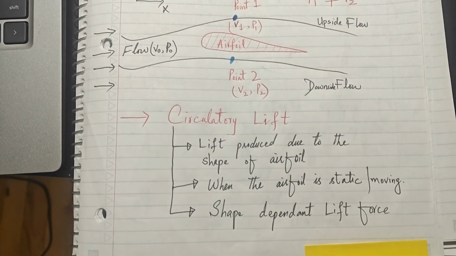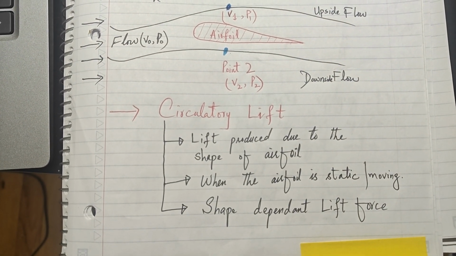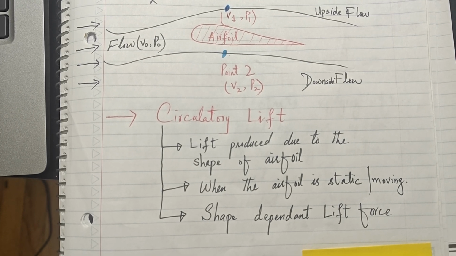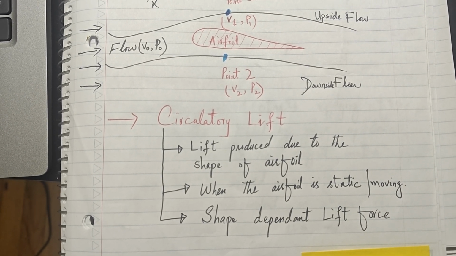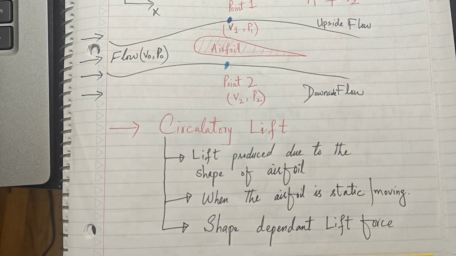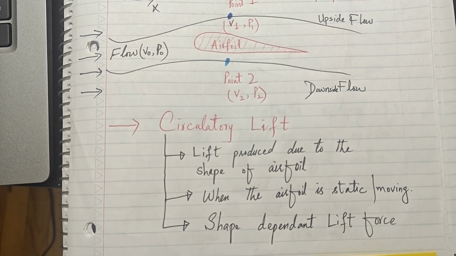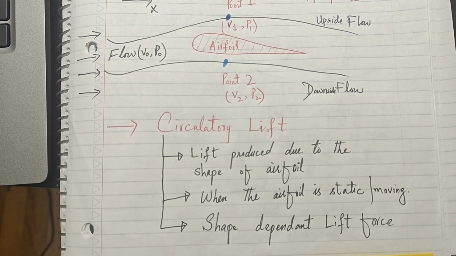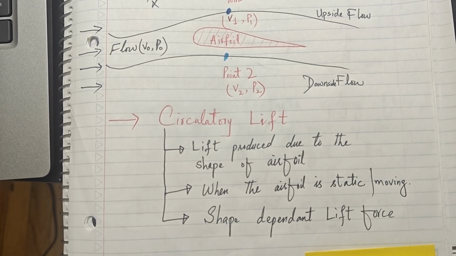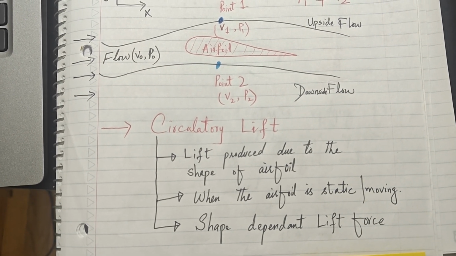So it's a lift force that is produced due to the shape of the airfoil, because it's going to split the flow into two portions or sections, and it would create a pressure difference between the flows, upside flow and downside flow, and as a result we would experience a lift force on the airfoil. So it's a shape dependent property.